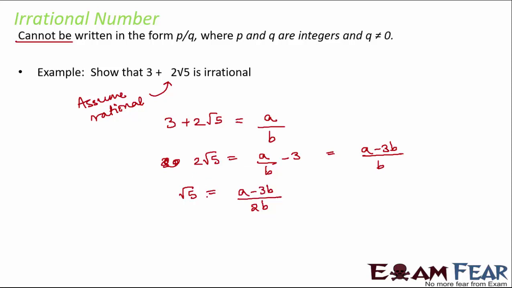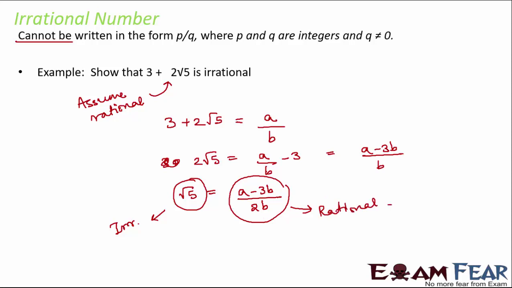Right? Now, if you compare left hand side and right hand side, you see that root 5 is an irrational number. But when you look at this, you see it is in the form of p by q, q not equal to 0. So this is a rational number. So this actually shows that something was wrong. So basically our assumption was wrong. That means our assumption was wrong and 3 plus 2 root 5 is an irrational number.